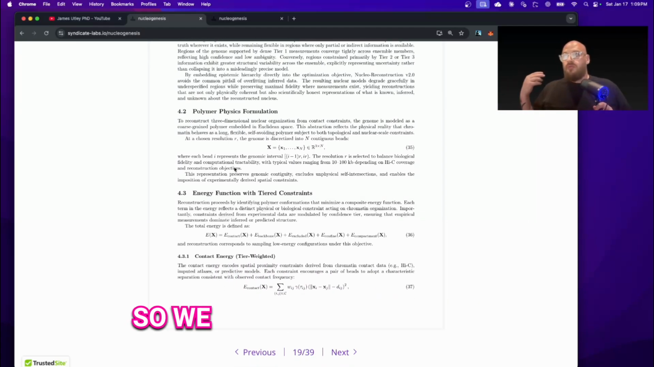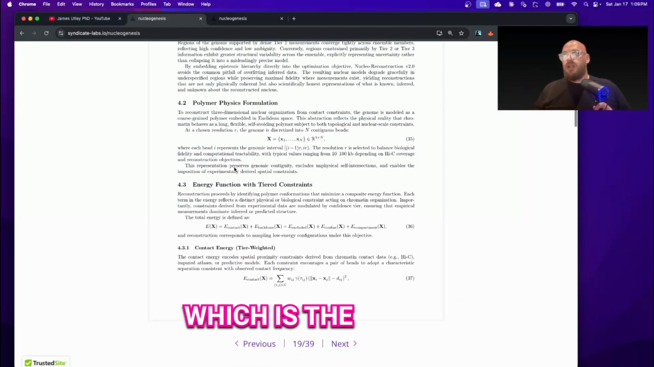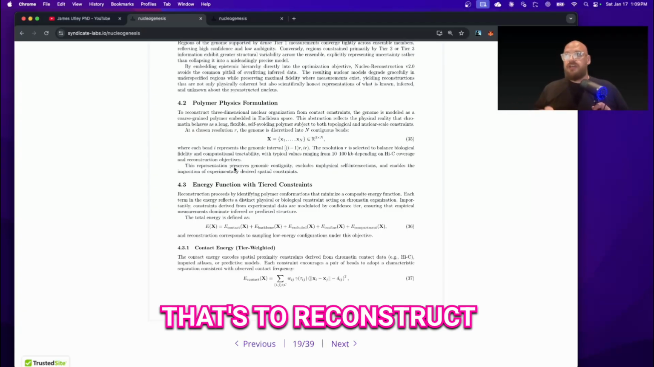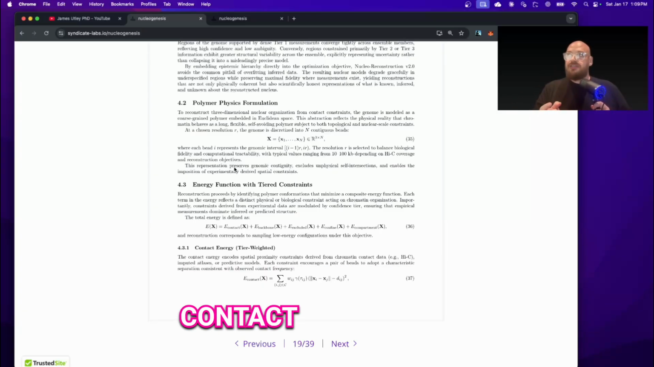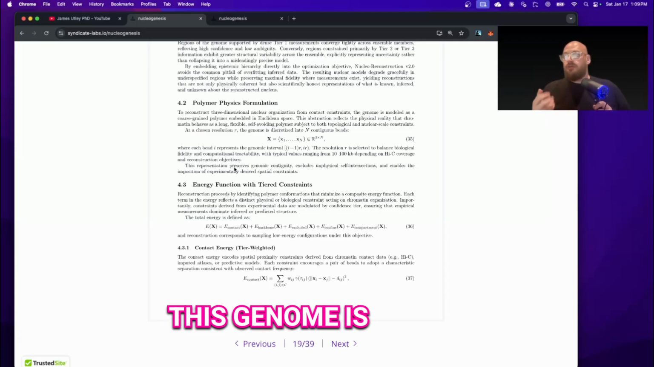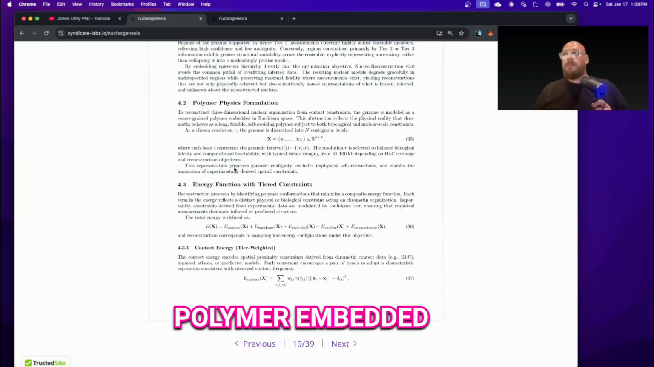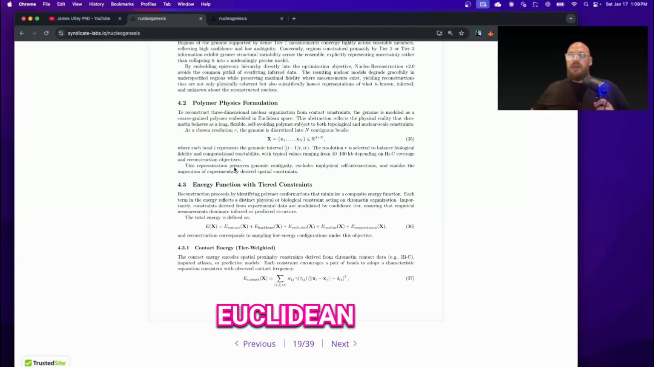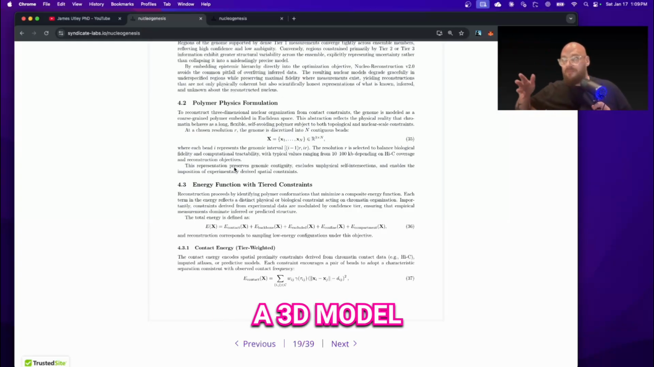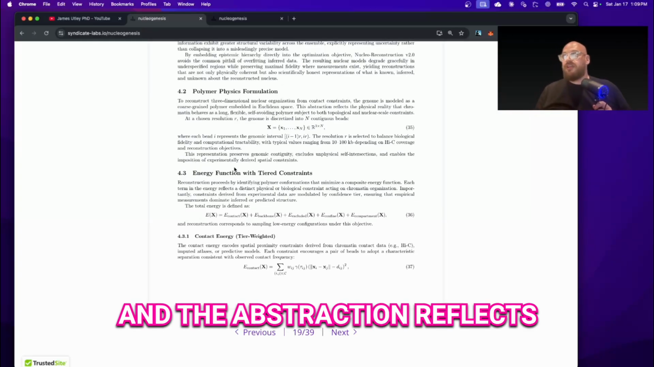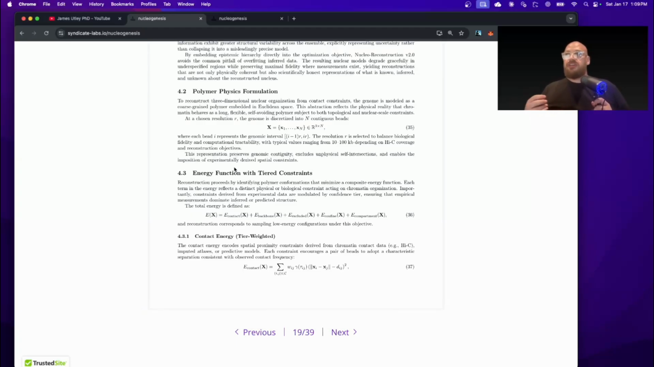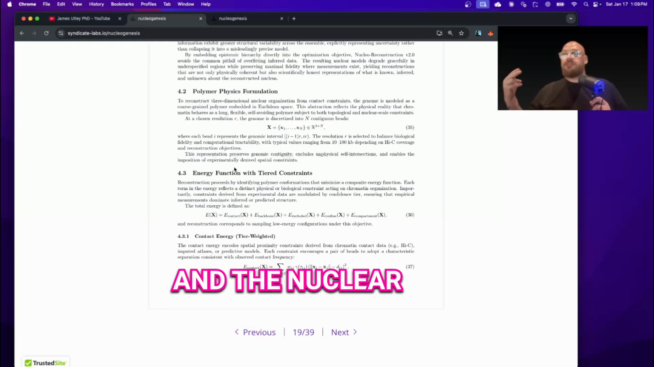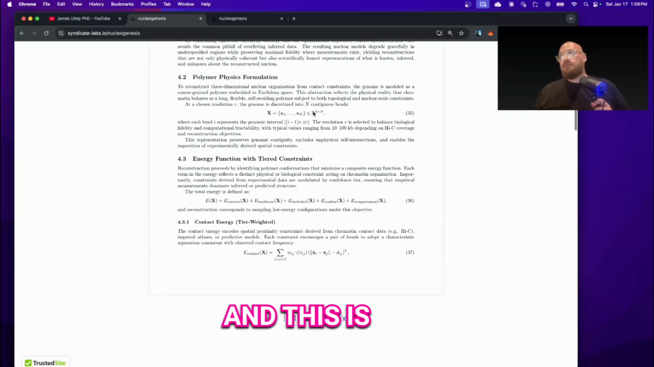All right, so we use a formulation, which is the polymer physics formulation, to reconstruct a three-dimensional nuclear organization from contact constraints. The genome is modeled as a coarse-grained polymer embedded in a Euclidean space, so kind of like a 3D model, right? The abstraction reflects the physical reality that chromatin behaves as a long, flexible, self-avoiding polymer subject to both topology and nuclear-scale constraints. And this is how it's proofed out.